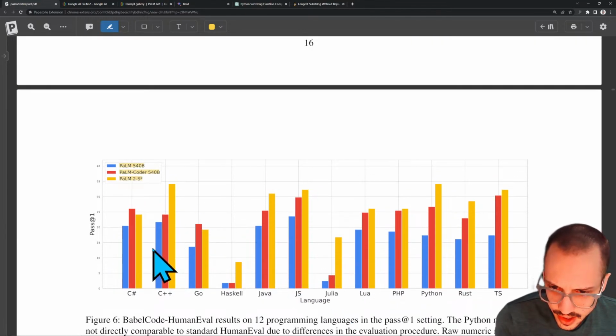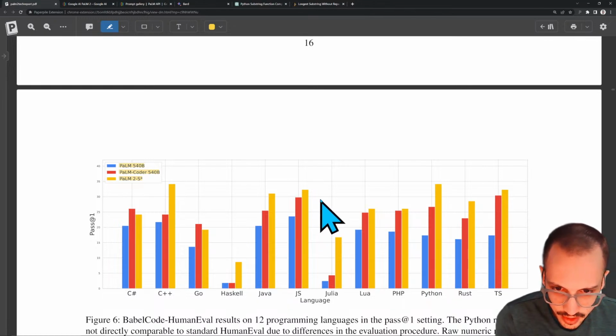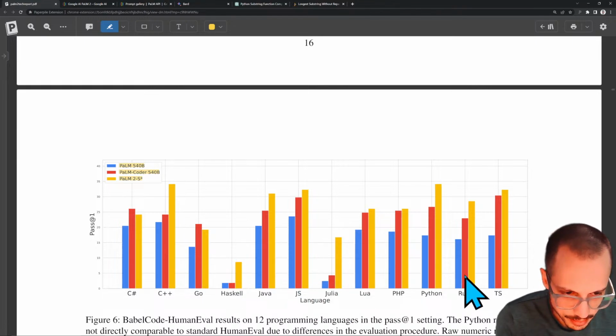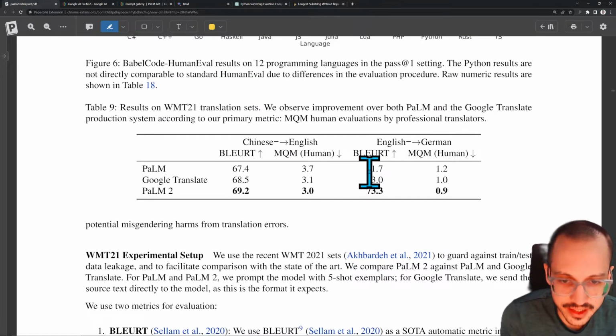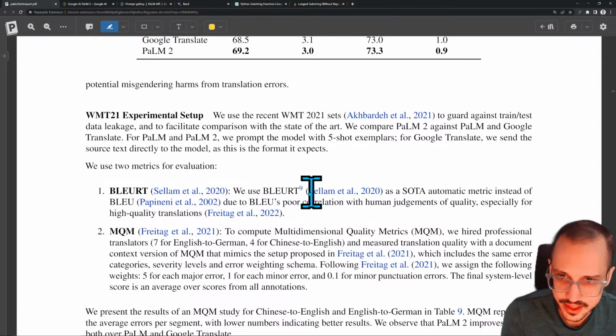But you can see here how the performance on Python is pretty good. It's generally the best. It's pretty good at Python, TypeScript, which is basically JavaScript, and C++. And it's not very good at Haskell and Julia, but that makes sense. Those are kind of lesser known programming languages. There's going to be less representation of that in the training data set.